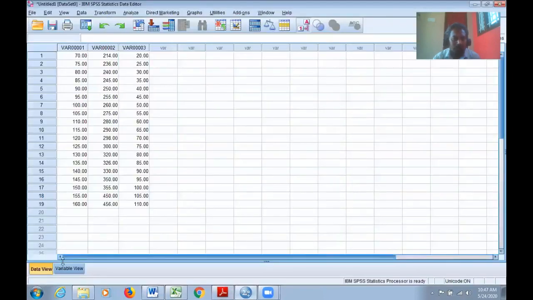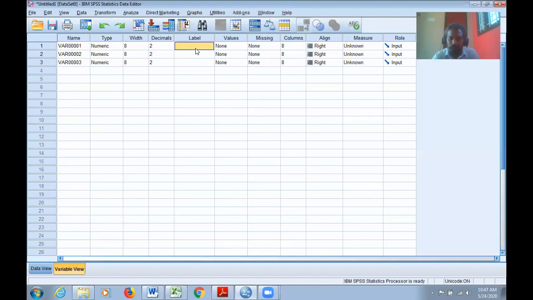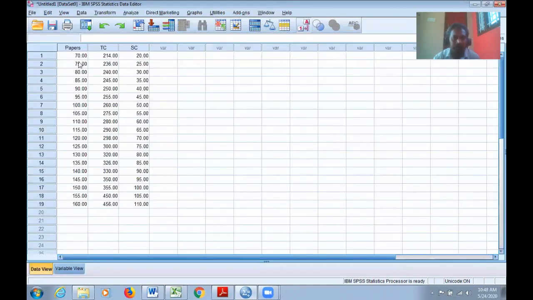Okay. So let me just go to data view. I just name the variables. One is number of papers, total citations, and then self-citations. Fine. So three variables I have. Okay. This is just for our understanding: papers, total citations, and self-citations. Now let us conduct a correlation study. You need not just use SPSS, you can use any statistical package for conducting these correlation studies.